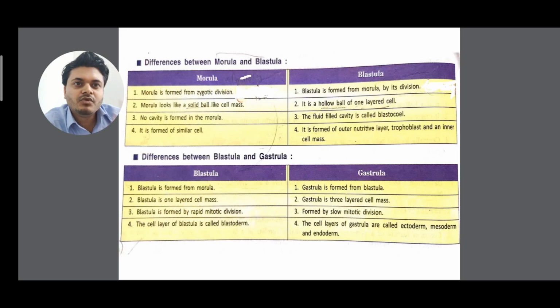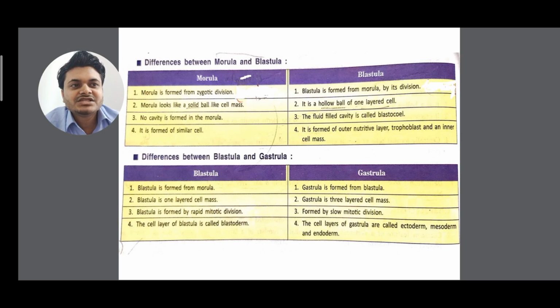So you can see the difference between morula and blastula is given so nicely. Morula is formed by zygotic division. Blastula is formed from morula by its division. Morula looks like a solid ball-like cell mass, whereas blastula is a hollow ball of one cell layer. In morula, no cavity is formed, whereas in blastula, there is a fluid-filled cavity called blastocoel. Clear? Next, morula is formed of similar cells, whereas blastula is formed of an outer nutritive layer, the trophoblast, and an inner cell mass.